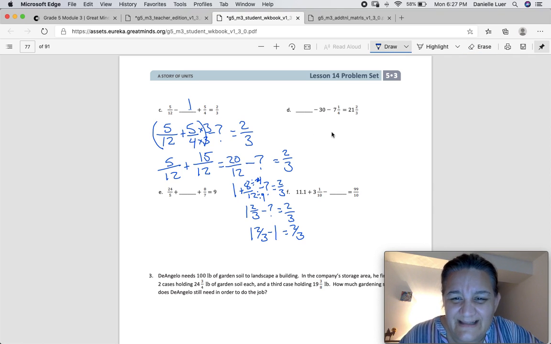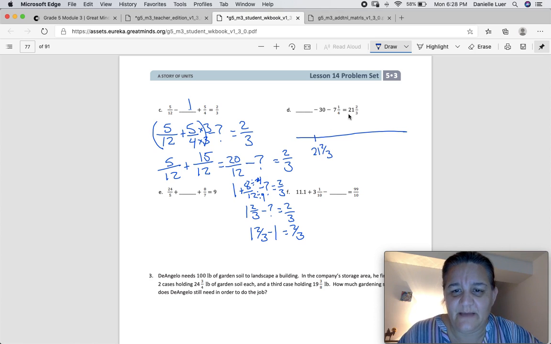Okay. So here's my number line. I'm going to start at 21. And 21 2/3, I'm going to put that one right here. Now I'm subtracting on this side, so I'm going to add on this side, okay? So 21 plus 7 1/4. Okay. Then I'm going to add another 30 here, and that's going to take me up to whatever my starting number was. That's what I did wrong.